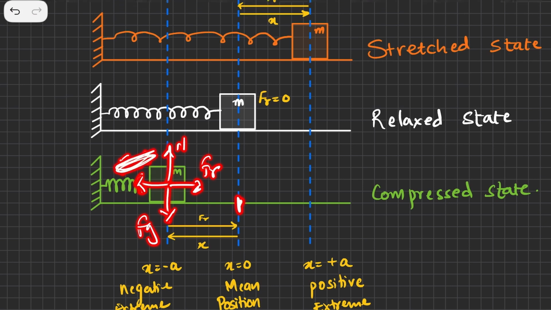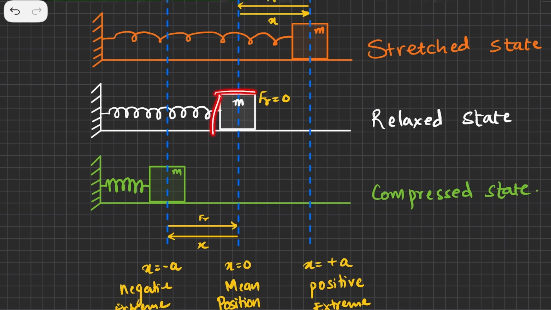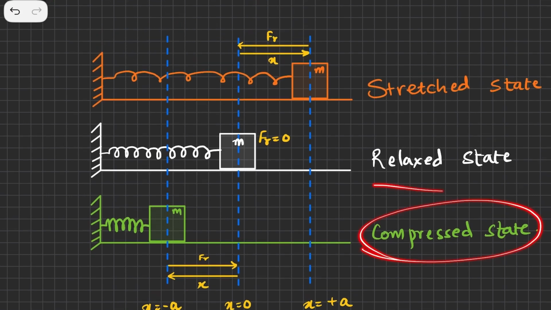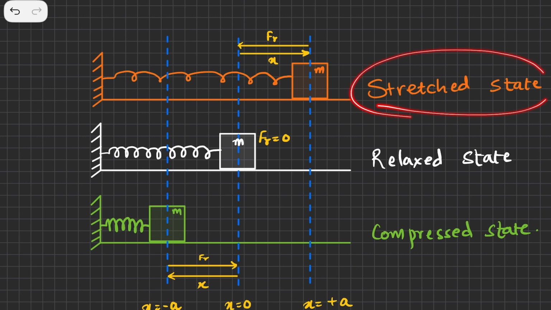But as soon as I remove my external force, the restoring force is going to dominate, and the spring is going to uncoil and again come back to the center position. And this will keep on happening till infinite time because there is no air resistance and friction. So this is what is happening in the compressed state, the relaxed state and the stretched state.